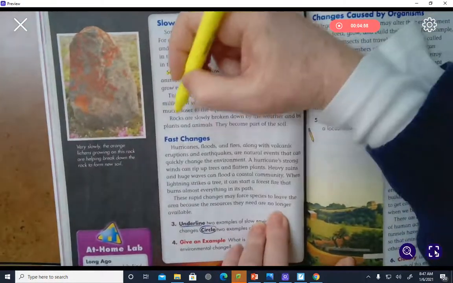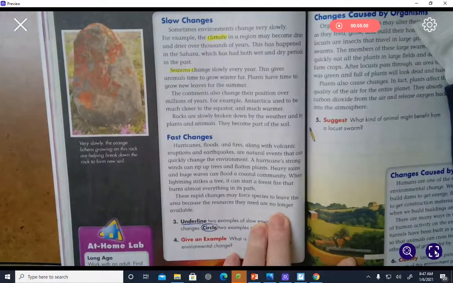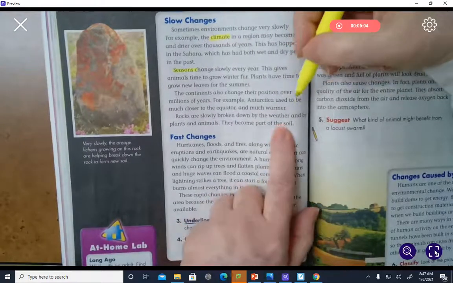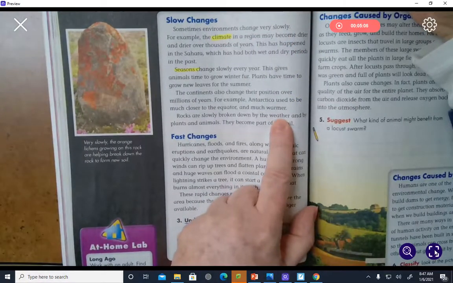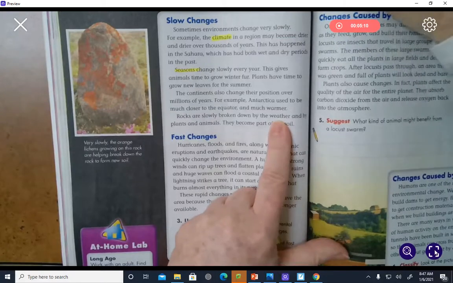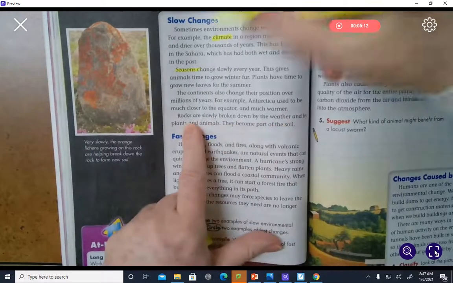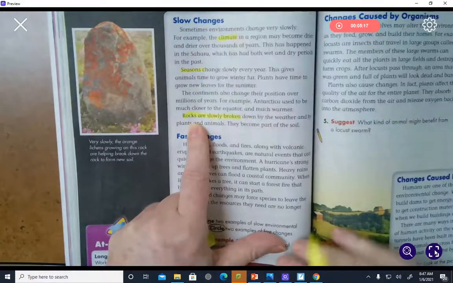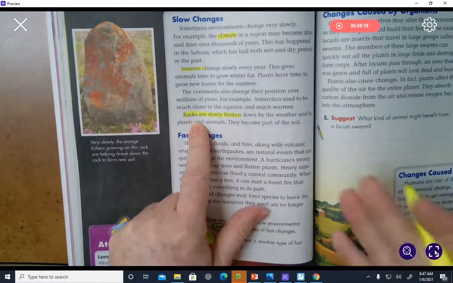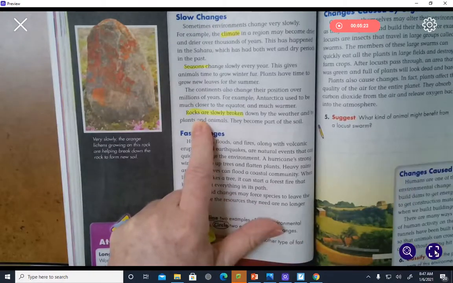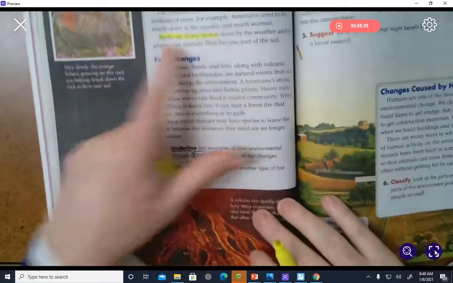And rocks are slowly broken down by weather and by plants and animals, and they become part of the soil. Now, I'm not going to highlight weather here because I think fifth graders might confuse that with the weather that we experience daily. So I'm going to go ahead and highlight rocks are slowly broken down in sixth grade, and I think you might have gotten a chance to read it in fourth grade, this process called weathering and erosion.